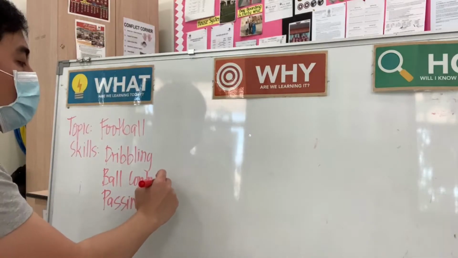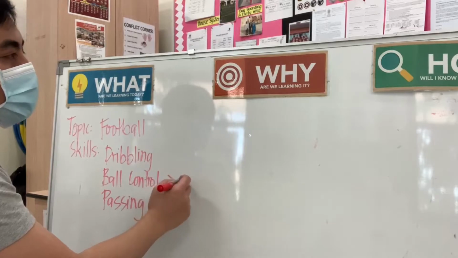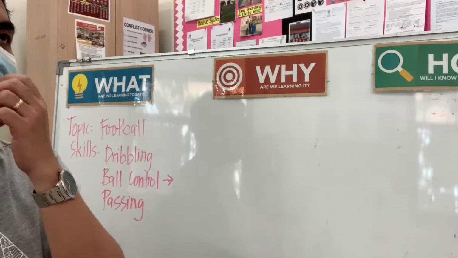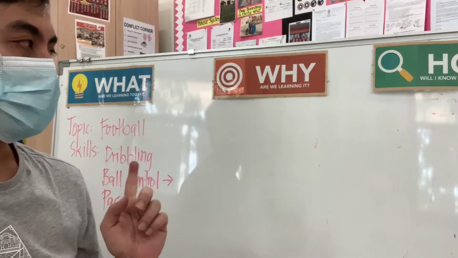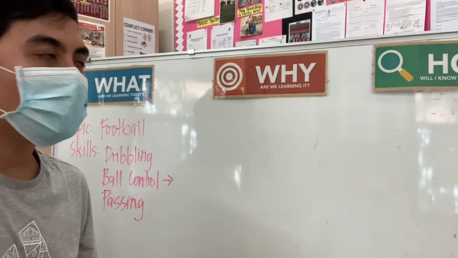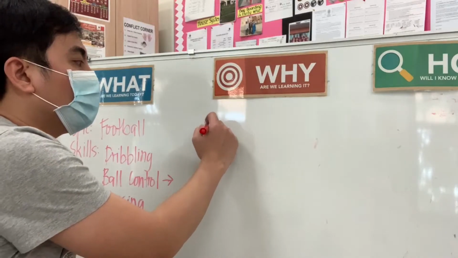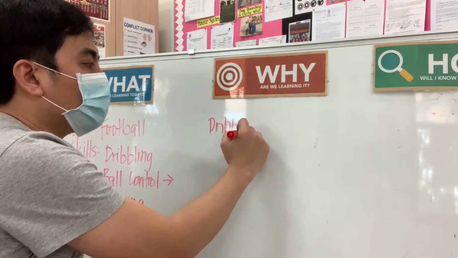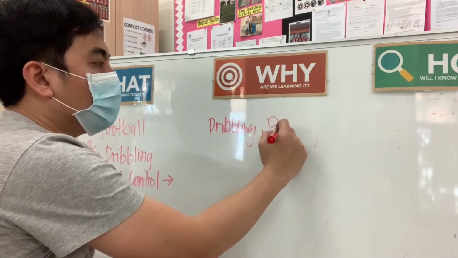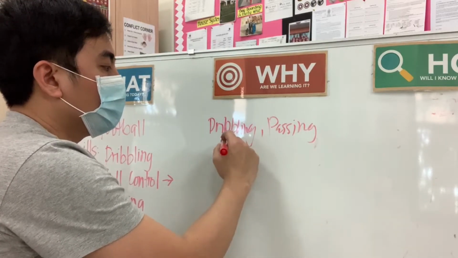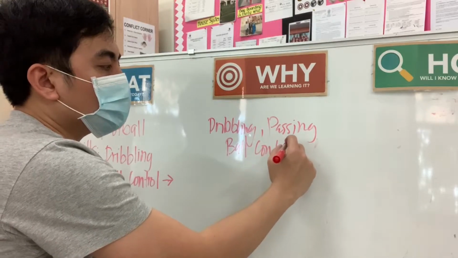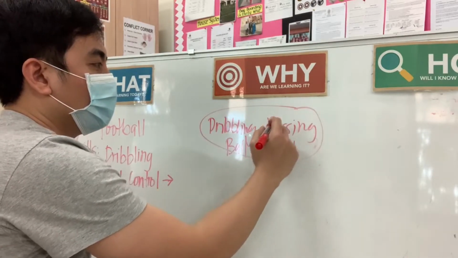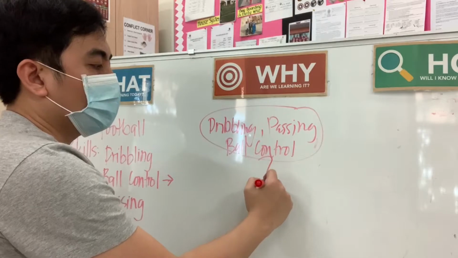Now you have to connect it to the why. We need to ask students. After identifying the what, it's time for us to do the why. Why are we learning dribbling? Why are we learning passing and ball control? Yes, PE teachers, it takes a lot of writing in here. So the question is why.